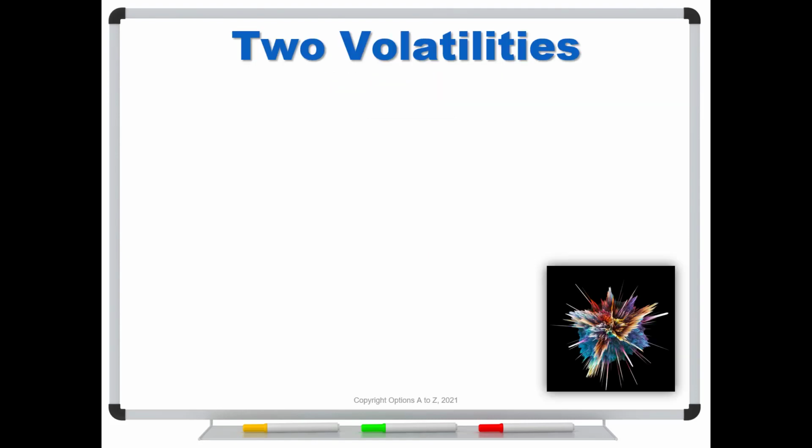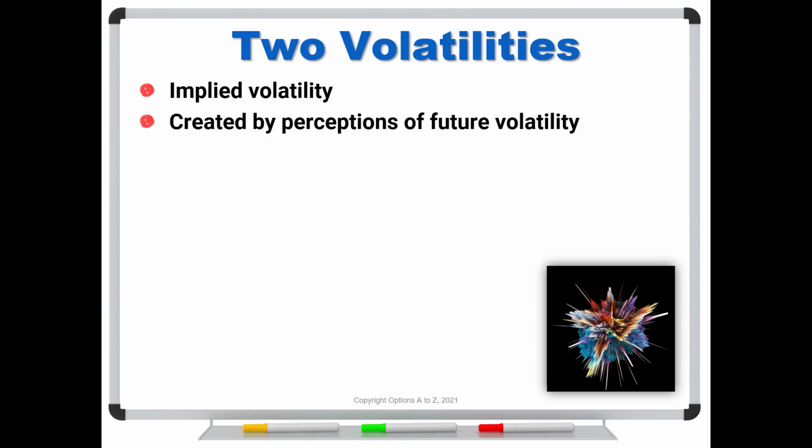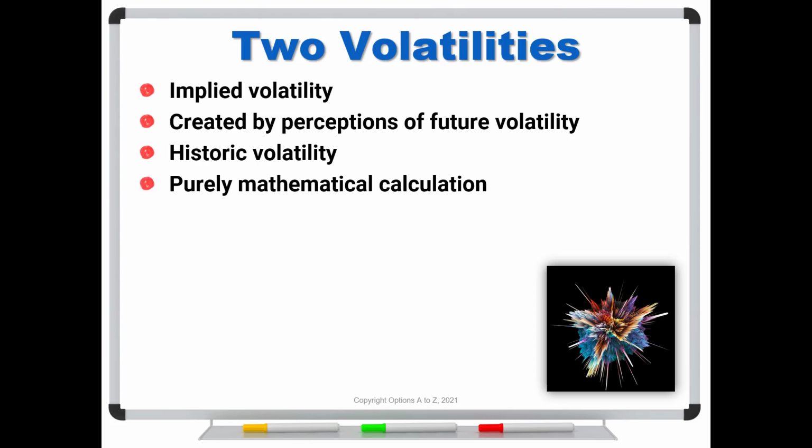So to start, remember that there are really two basic volatilities. We have implied volatility, and that is created by perceptions of future volatility. What will the volatility be in the future? And that's what the traders are bidding on with the extrinsic value. That's where the extrinsic value is coming from, the implied volatility. But we have another volatility called the historic volatility. And this is purely a mathematical calculation. It's just saying where was the stock 6 months ago, what was the path that it took. There's a certain calculation that we do, and we come up with a number.